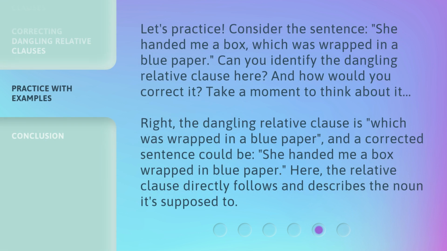Let's practice. Consider the sentence, "She handed me a box, which was wrapped in a blue paper." Can you identify the dangling relative clause here? And how would you correct it? Take a moment to think about it. Right. The dangling relative clause is "which was wrapped in a blue paper," and a corrected sentence could be, "She handed me a box wrapped in blue paper." Here, the relative clause directly follows and describes the noun it's supposed to.